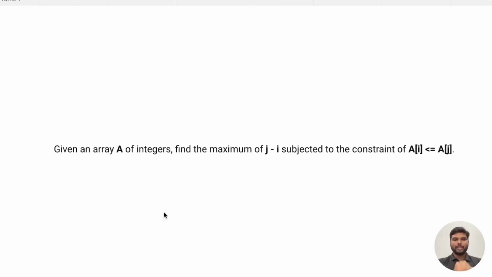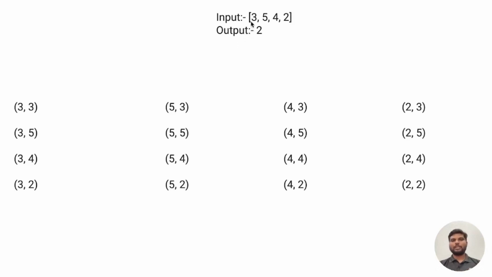Given an array of integers A, we need to find the maximum of j minus i, subject to the constraint A of i is less than or equal to A of j. So here is the input which is given to us, the array 3, 5, 4, 2, and the output is 2. In this array, we need to find two numbers such that the difference between their indexes is maximum, and the second number is greater than the first number.